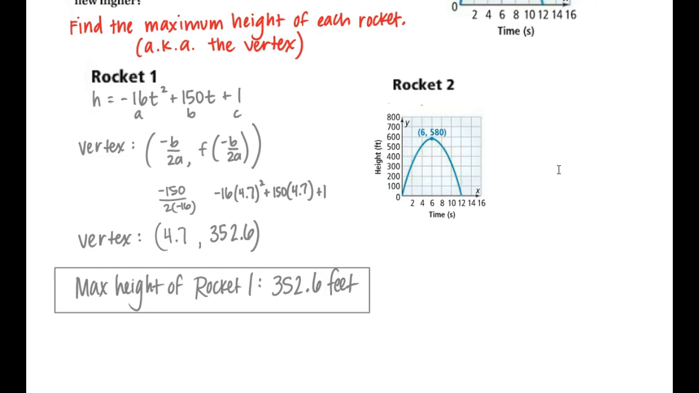For the second rocket, we're given the graph shown at right, and for this process, we're actually going to have to estimate or approximate the maximum height of the rocket because we're not given the equation, we're just given the graph. So you can see in this graph that the vertex is approximately at the coordinate 6, 580. So that means the max height of rocket 2 would be approximately 580 feet.